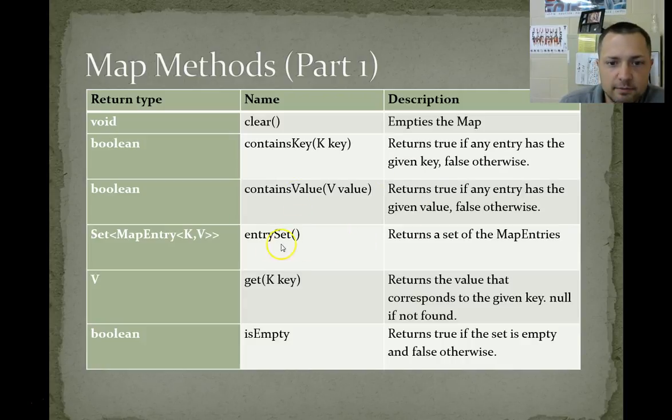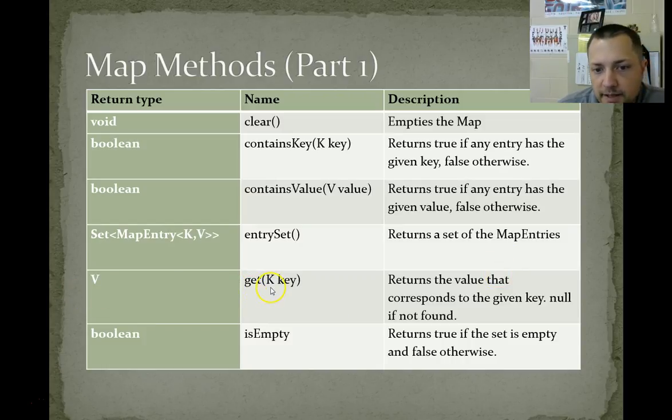Entry set, because a map is a set of map entries where the keys are unique. You could ask for all the items as a set. So it returns a set of map entry with whatever type we're using for the key and the value. So it returns a set of the map entries.